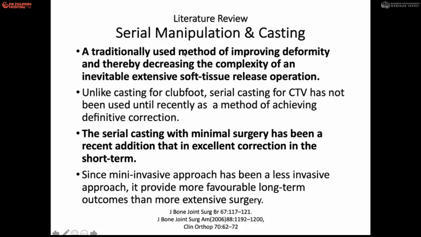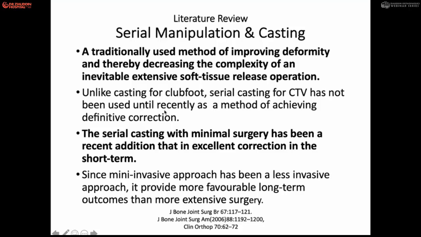Traditionally, these are used methods of improving deformity and thereby decreasing the need for inevitable extensive soft tissue release. It means when you are doing early manipulation and casting, the lateral or dorsolateral structures are stretched, so you may not need surgery or extensive surgery in the later age groups. Unlike casting of the clubfoot, serial casting for vertical talus has been used only until recently.